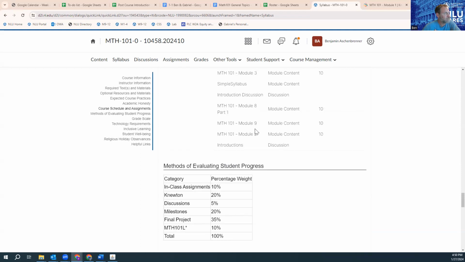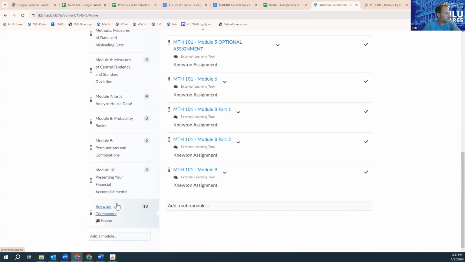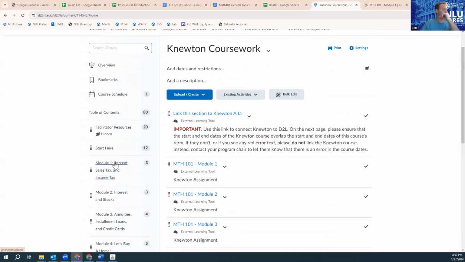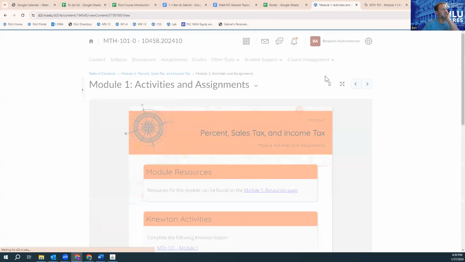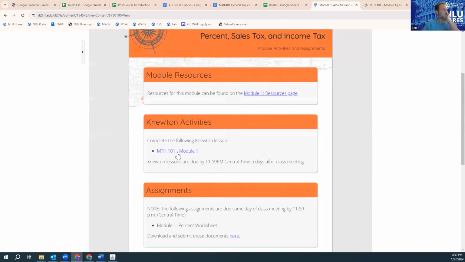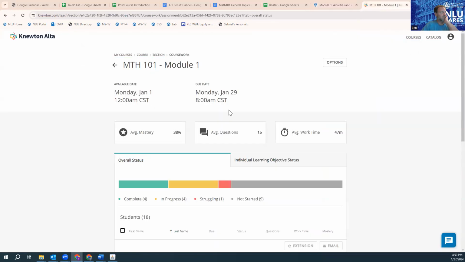Newton. Okay, so how can you get there? Well, I like to go to content and then go down to the bottom to the Newton coursework. Oh, this might be hidden from you. Maybe the best way to do it is just go to any module, go to any activities and assignments, and then you can see a Newton link here. Now, keep in mind, there's not a Newton link in every one of these pages because there's not a Newton assignment every week. I think specifically the ones where there's milestones, there's no Newton. So then I clicked there and then I got into here.